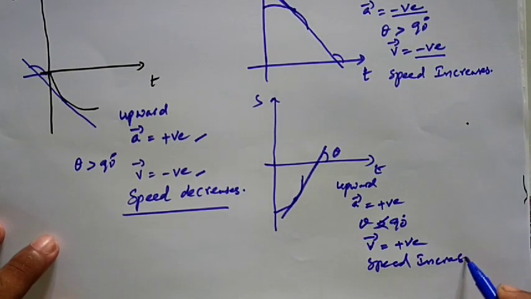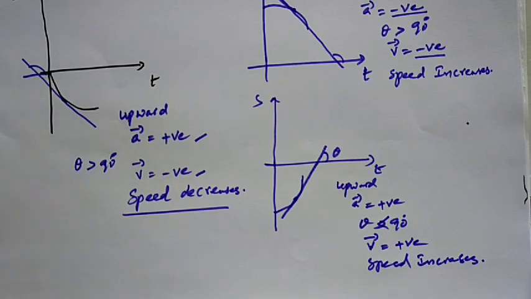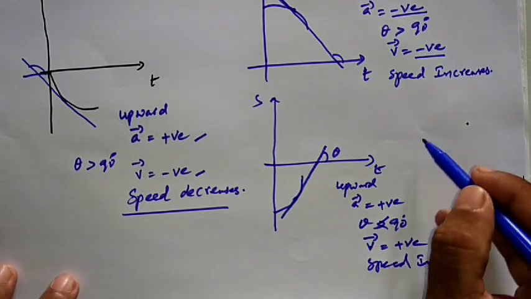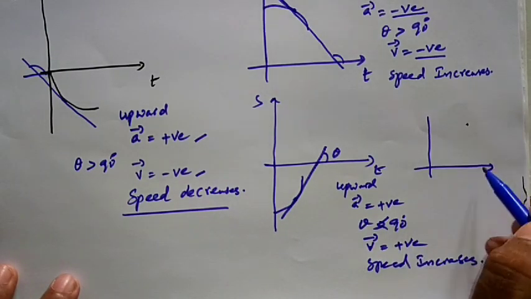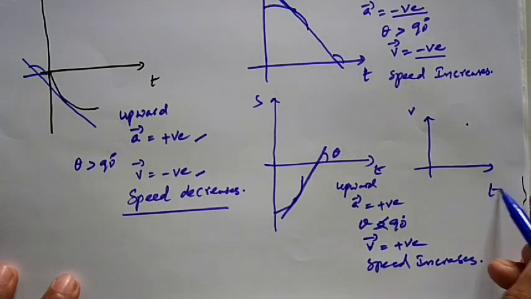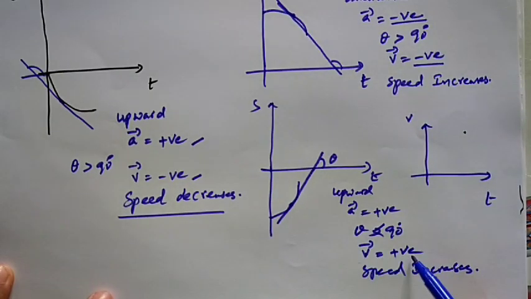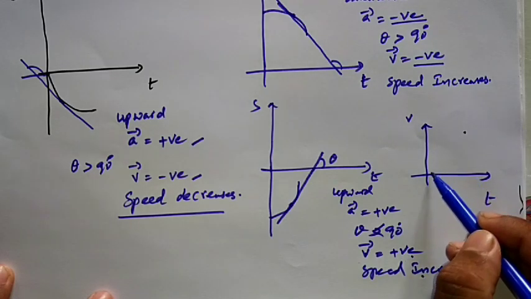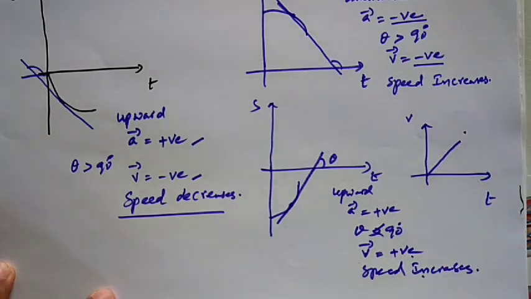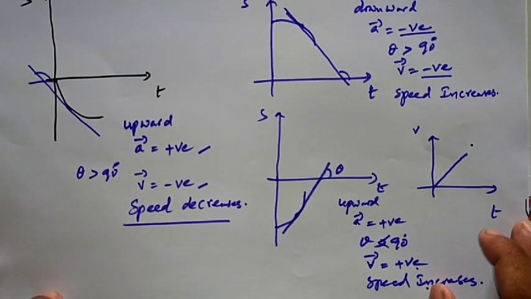Very easy. Can you draw the VT graph for this? What could be the VT graph for this? Velocity is positive and increasing. Very simple. In this way, you can solve a lot of problems on this. So this is about graphs.